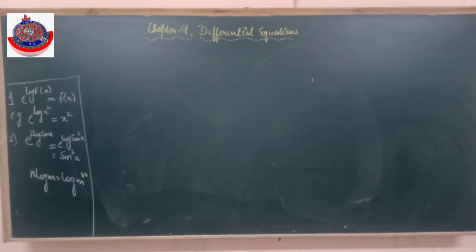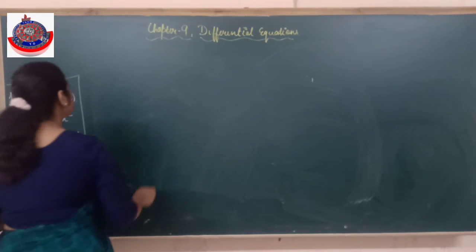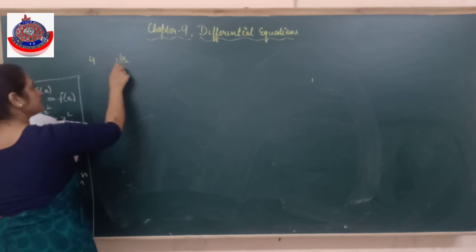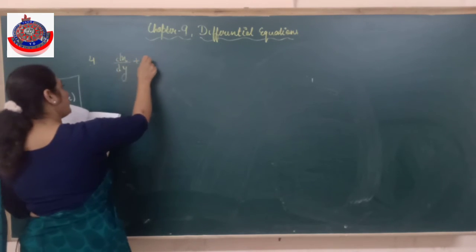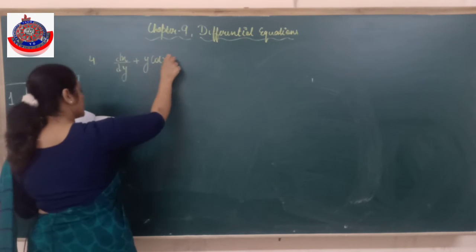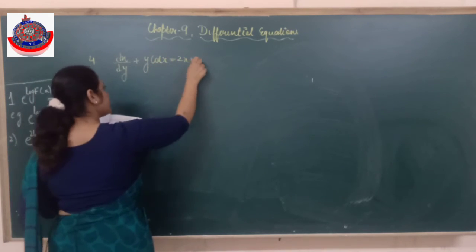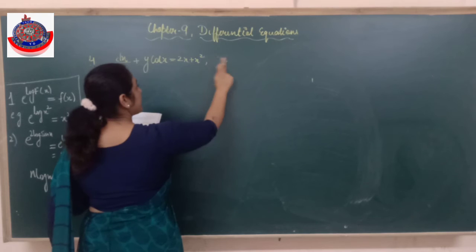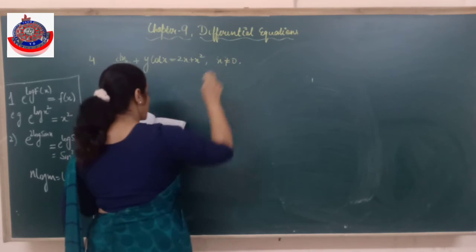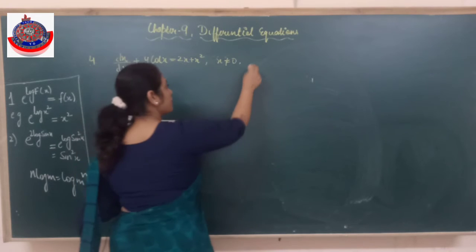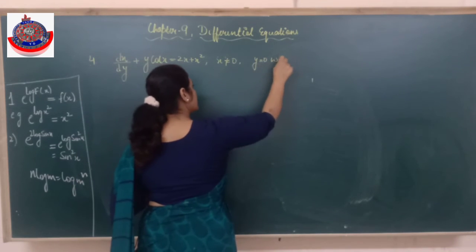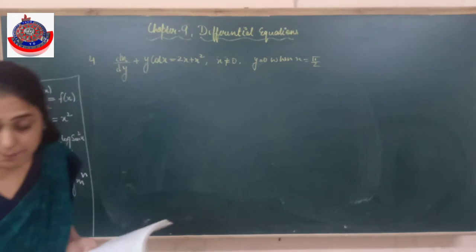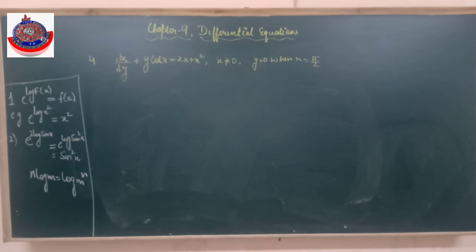Let's try the next one. Find the particular solution of dx upon dy plus y cot x equals to 2x plus x square, and given x is not equals to 0, and he says find the particular solution. Y is equals to 0 when x is equals to pi by 2. This is given for the particular solution.